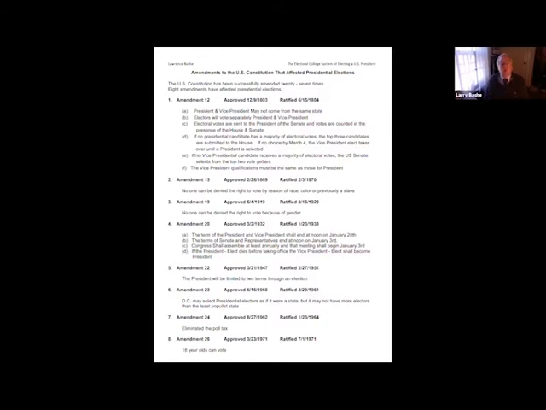So why do you think they did this? Why did they set up this sort of unusual process? There's no other country in the world that elects their chief executive this way. Well, we actually know what they were thinking, thanks to James Madison, who kept minutes of the Constitutional Convention held in Philadelphia in 1787.